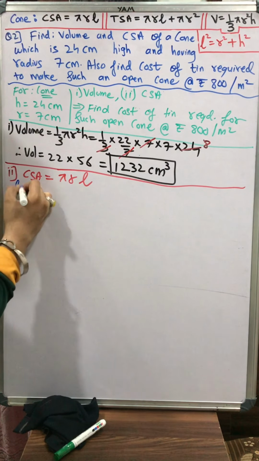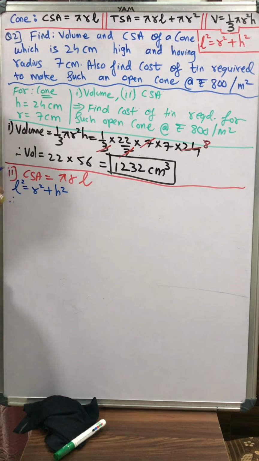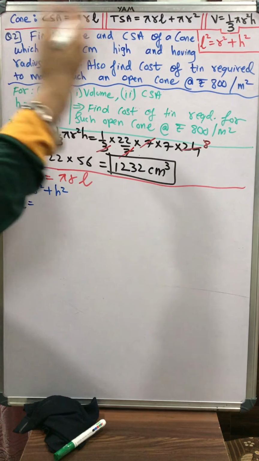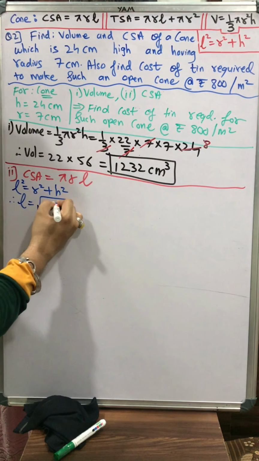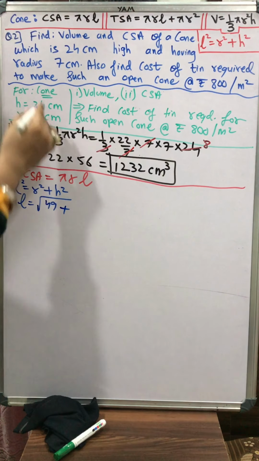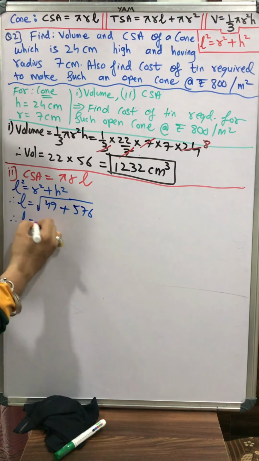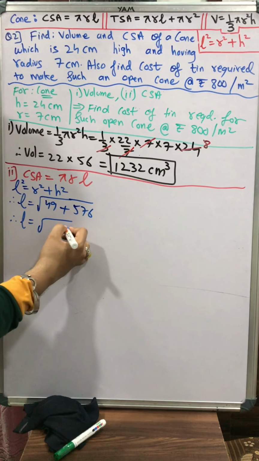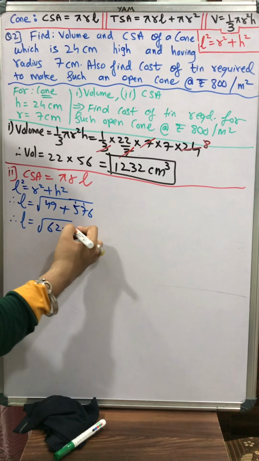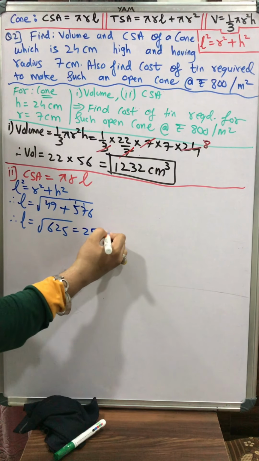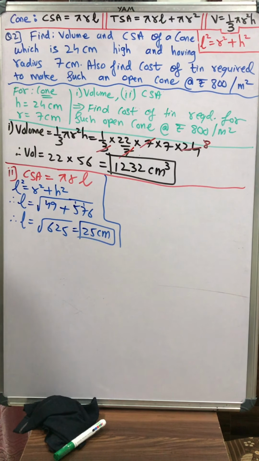I'll write the relationship. L square is equal to R square plus H square. Therefore, here we have square on L, so if I write only L, the square goes to the right side and becomes the square root. L is the square root of R square plus H square. 7 square becomes 49, plus H square: H is 24, so 24 square is 576. Therefore L is the square root of 625, and it is 25 centimeter. So we got the value of L.